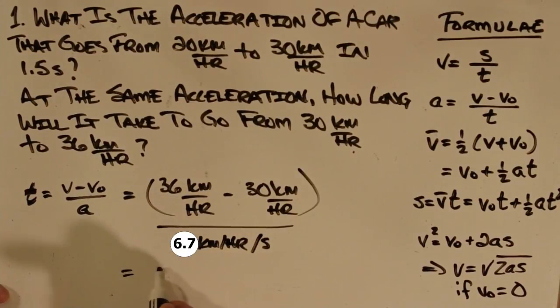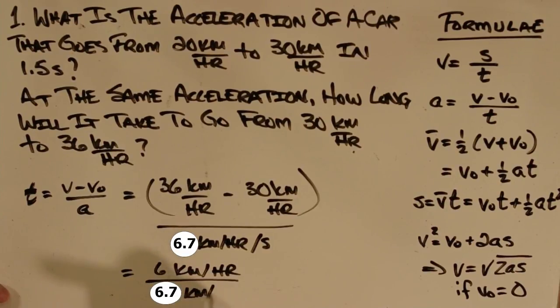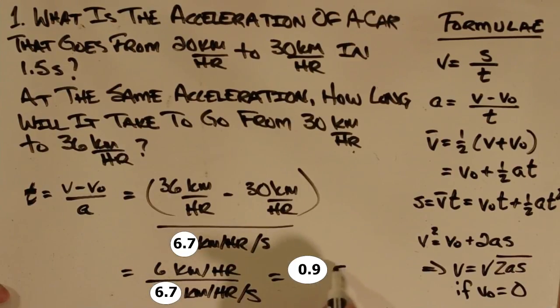We get in the numerator 6 kilometers per hour. We'll divide that by 6.7 kilometers per hour per second. And our answer, 0.9 seconds. And that's the end of the first problem.